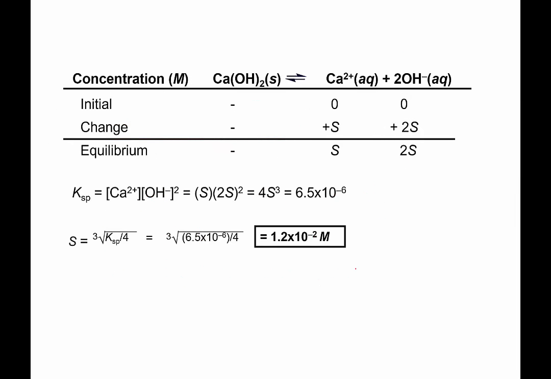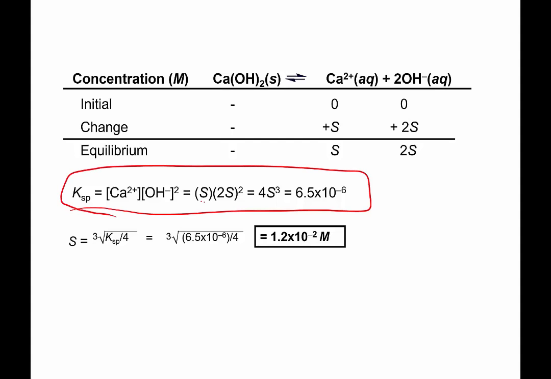Here's another way of looking at it. Again, we have our KSP expression, and here they've written it in terms of S for solubility. So 4S cubed is equal to the KSP, which is 6.5 times 10 to the negative third. Divide by 4 on both sides, and then you have to take the cube root to get the solubility. You get that the solubility is 1.2 times 10 to the negative second molar.